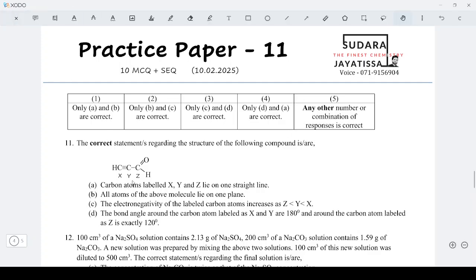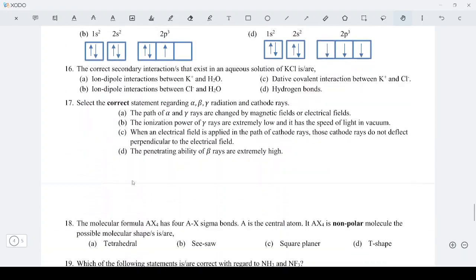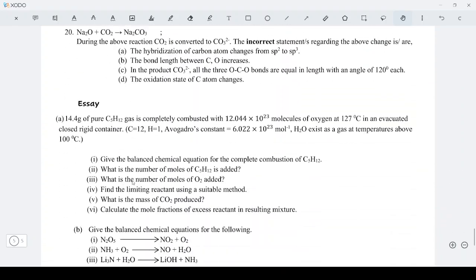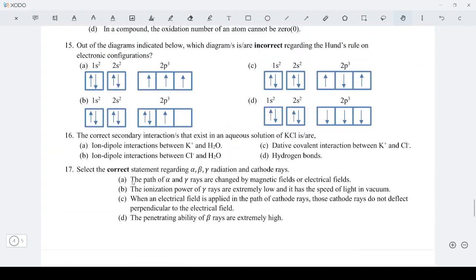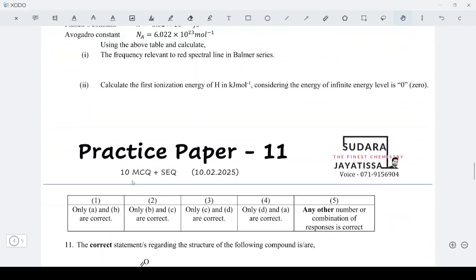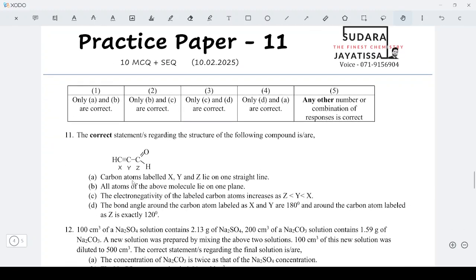So let me show you the questions. These are the MCQs we are going to discuss, and this is the essay. Okay, right. So this is the final paper of a paper series we were covering on those three lessons I mentioned. So let's start from the first MCQ. It's actually labeled as 11 because there were practice papers 10, 9 also.